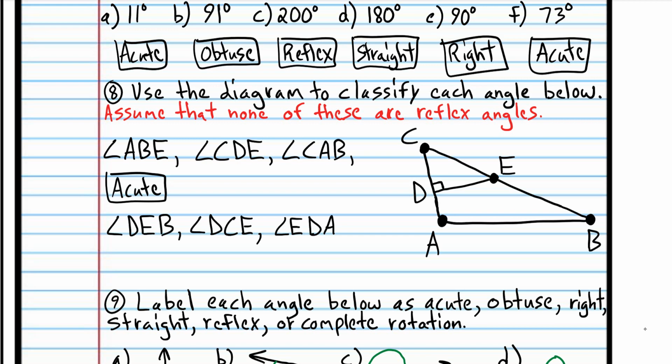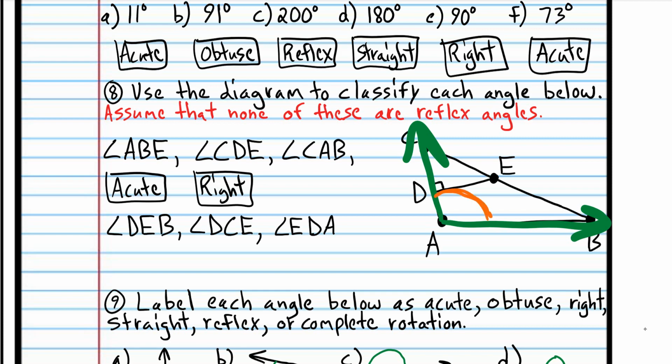And angle CDE, that's this angle here. And you can see we have that box there. That box means it is a 90-degree angle. So that's going to be a right angle. And this angle here is CAB, angle CAB. That looks like its measure is going to be about maybe 100 degrees. So it's a little bit bigger than 90 degrees. So that's going to be an obtuse angle.